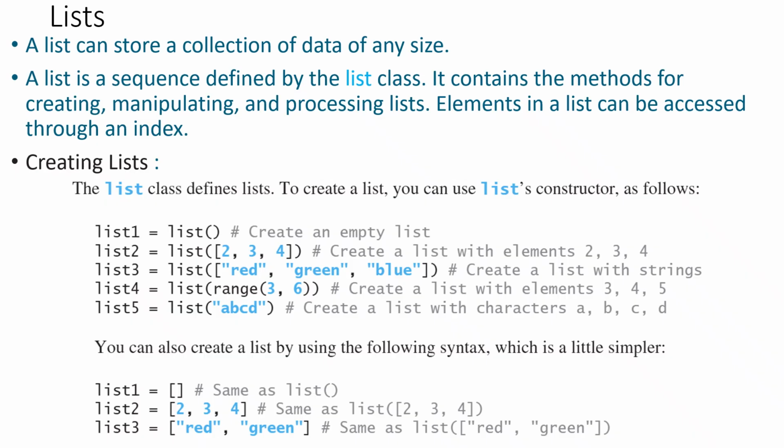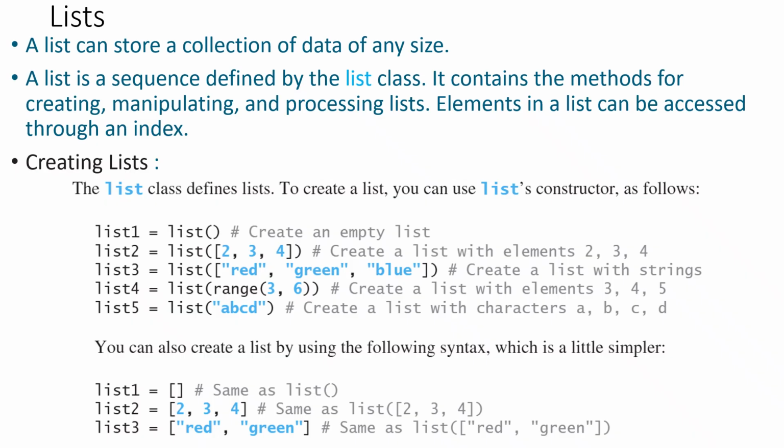list4 = list(range(3, 6)). This code creates a list with elements starting from 3, 4 and 5, because the start element is 3 and the end element is before 6, that is 5. list5 = list("abcd"), with characters within double quotes. So it creates a list with characters a, b, c and d.